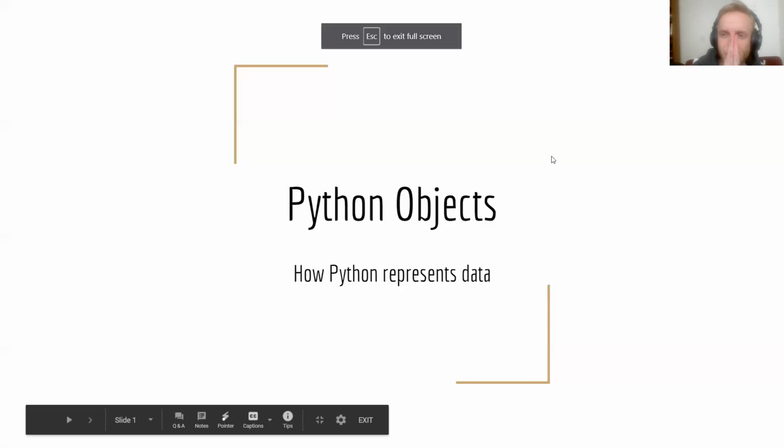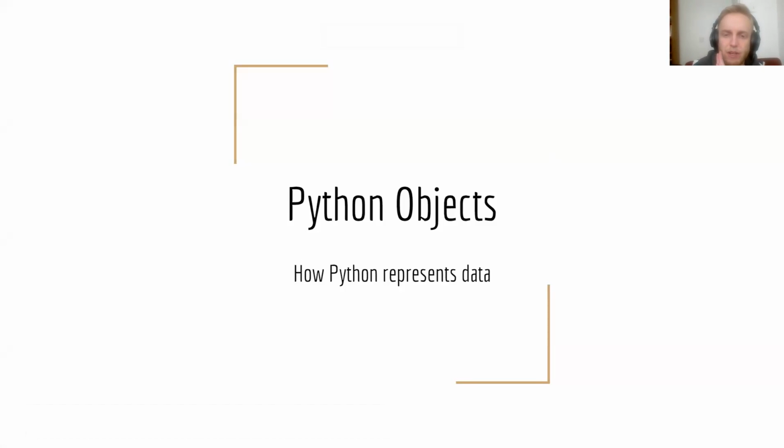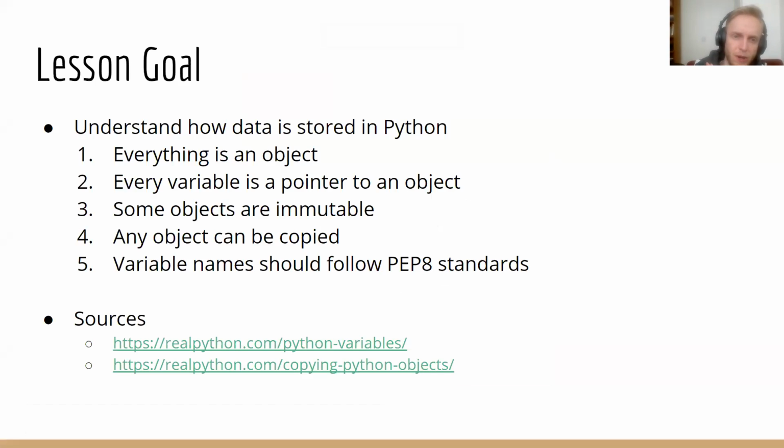Okay, so today we're going to talk about Python objects, how Python represents data. Here's what we're going to learn. We're going to understand how data is stored in Python. There are 5 things that I'm going over, and I'll break down the vocabulary and stuff.